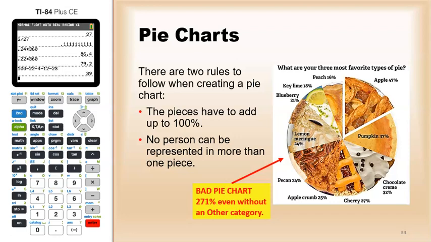And this pie chart here is a very bad pie chart for several reasons. One is that if you add up the percents, this is basically asking what are your three most favorite types of pie. If you add up these percents, it actually adds up to 271%. So even though apple is at 47%, that does not look like a piece that's 47%. So it's kind of misleading there. This question is really not the right type of question for a pie chart. If you want to do a pie chart, then limit it to just your favorite type of pie. Also, that 271% means there are some other categories that haven't been included.